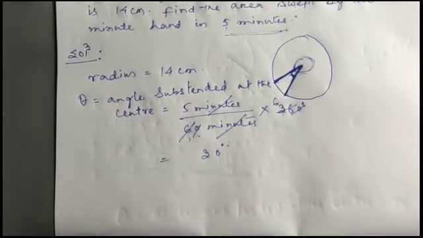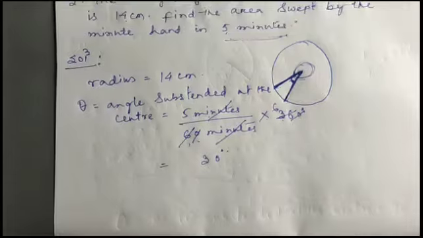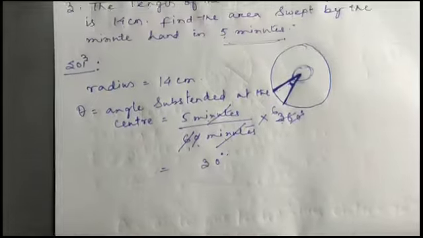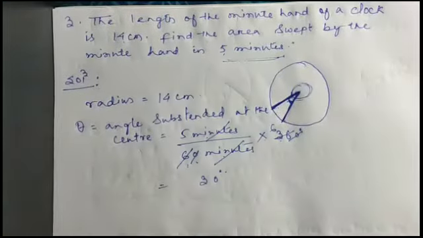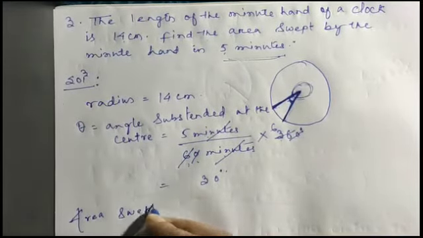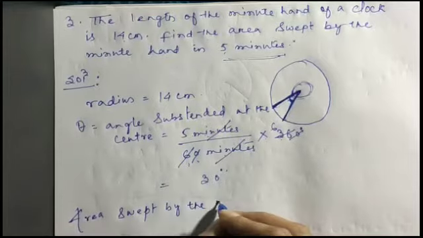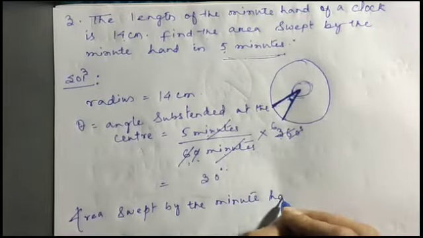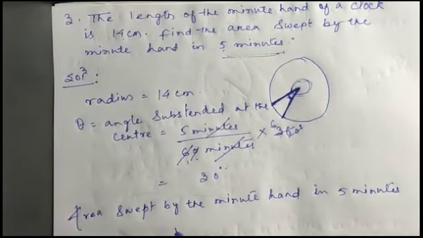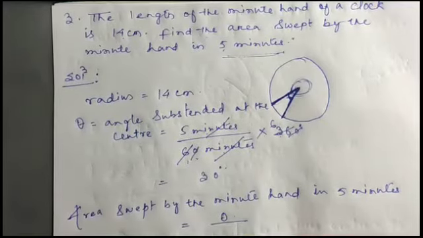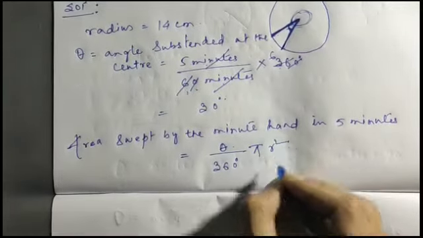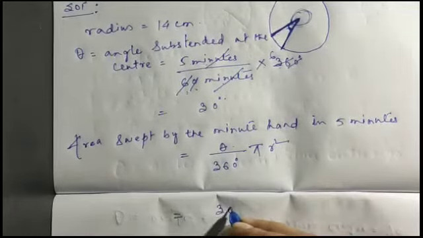Now the radius is also ready, the angle subtended at the center is ready. We have to find the area of the sector, the area of the minor sector, or we can say the area swept by the minute hand in 5 minutes. That is the area of the minor sector. The formula is theta by 360 pi r square. Theta is 30 degrees that we got here.